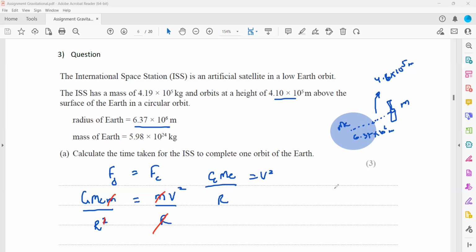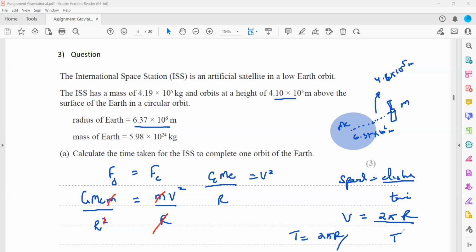And then we can also use that speed is distance divided by time. When an object moves in a circular path, speed is distance divided by time. After working out the speed, the distance is equal to the circumference, so it will be 2 pi r divided by t. If we need the time period, the time period will be equal to 2 pi r divided by v. V we will have from this formula and r we already have. So we can work out the time period of this artificial satellite or International Space Station.